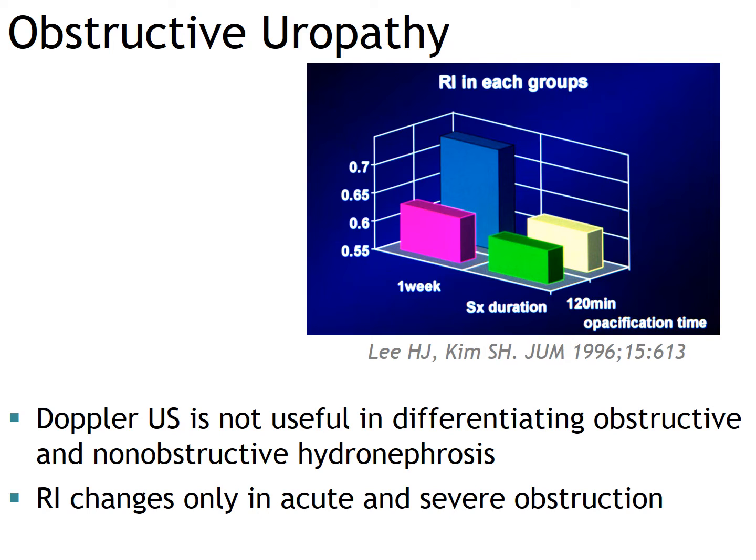In this graph, this blue-colored bar indicates high resistive index value in acute and severe obstruction, symptom duration shorter than 1 week, and pelvocalyceal opacification time longer than 2 hours. Resistive index values in all other groups are low. So we may say that Doppler ultrasound is not useful in differentiating obstructive and non-obstructive hydronephrosis in general, but it is useful in detecting acute and severe obstruction.